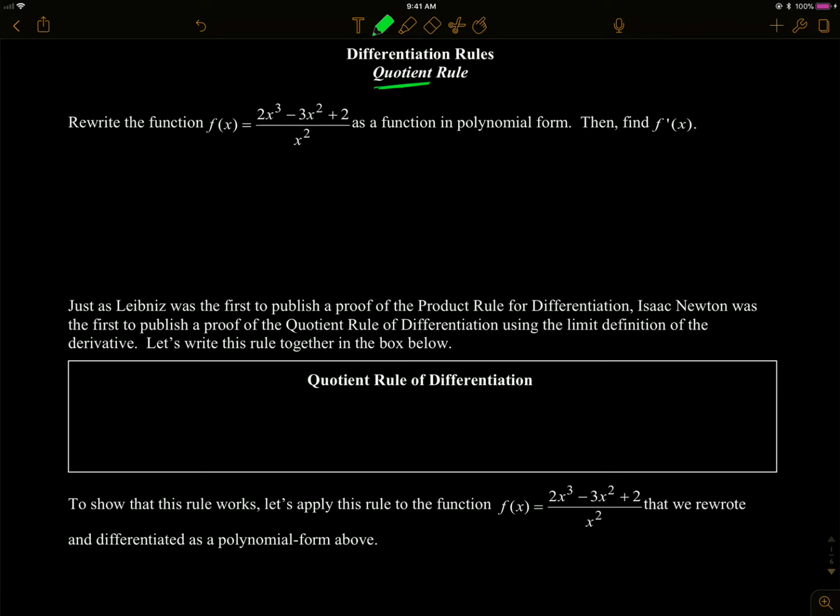And to kind of show that it works, first we're going to find the derivative of this function using power rule. We'll do a couple rewrites, and then we're going to find the derivative of it using quotient rule. So the rewrite here on f of x is to write it as 2x to the third minus 3x squared plus 2. Each one, we're going to decompose that addition of fractions. Then simplify each term.